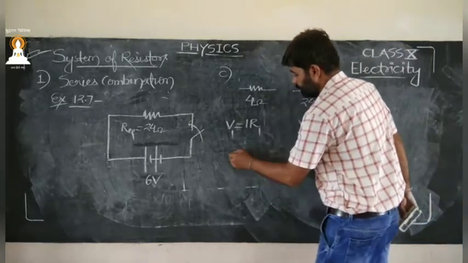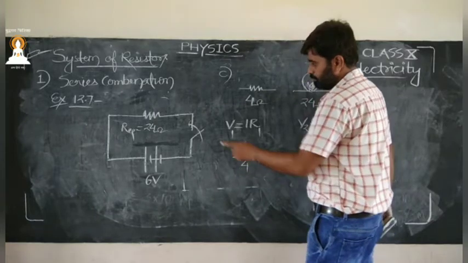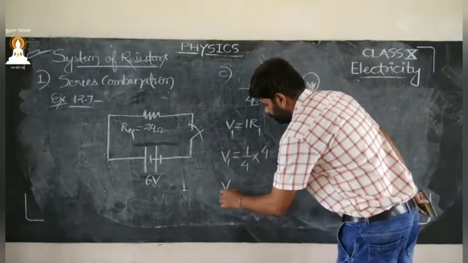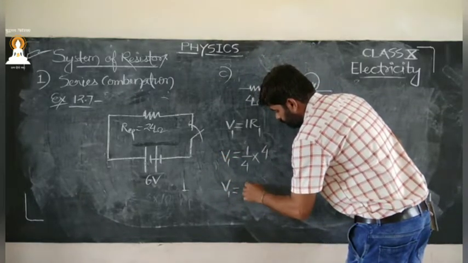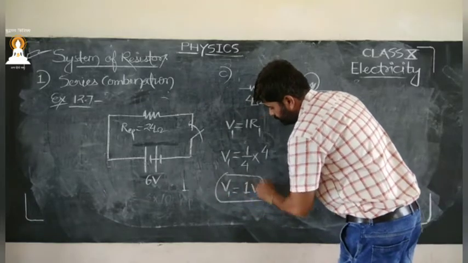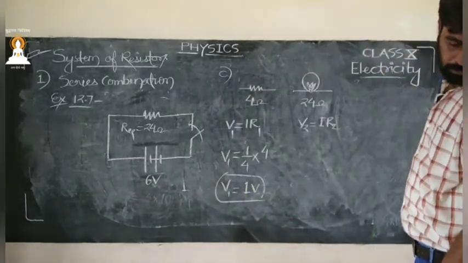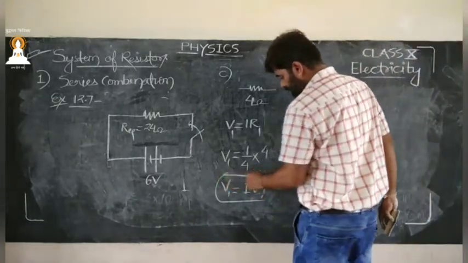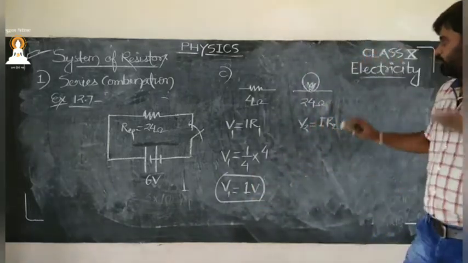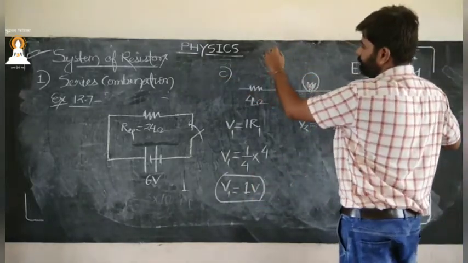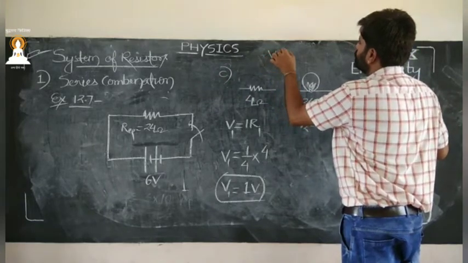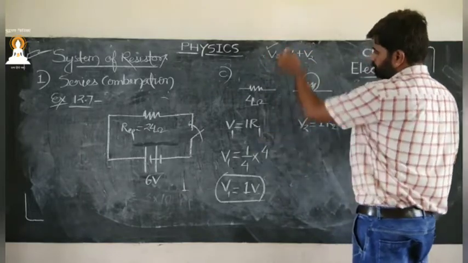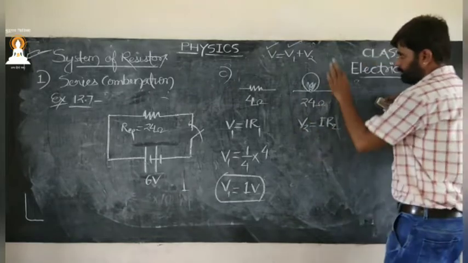Now I is 1 by 4 into R1, which is 4. So V1 will be 1 volt. If this is 1 volt, they are asking for this also. As we have derived, in series combination the total voltage is equal to V1 plus V2. Now we know the total, we know V1, then we can find V2. This is one way.